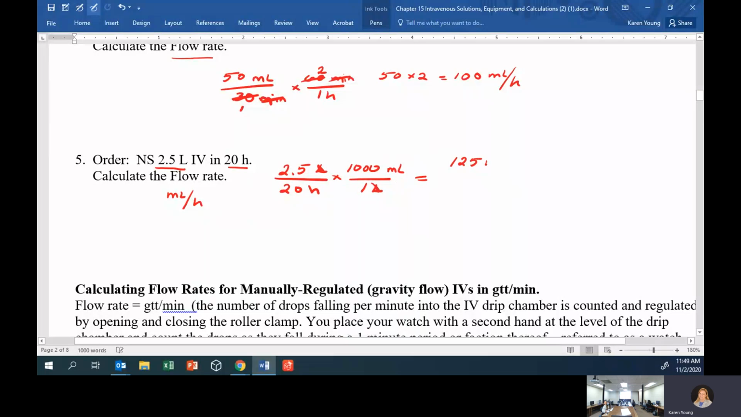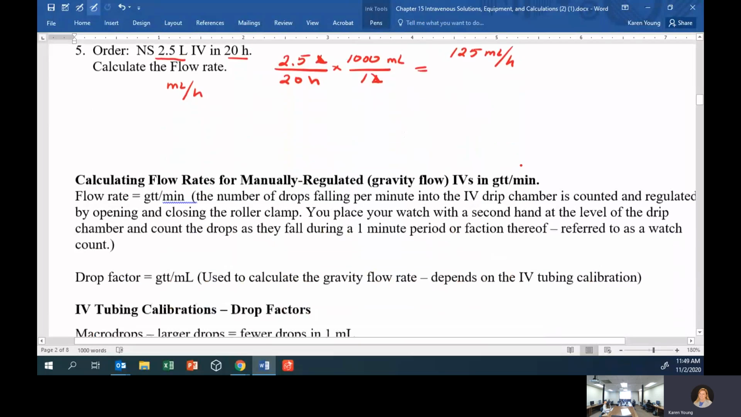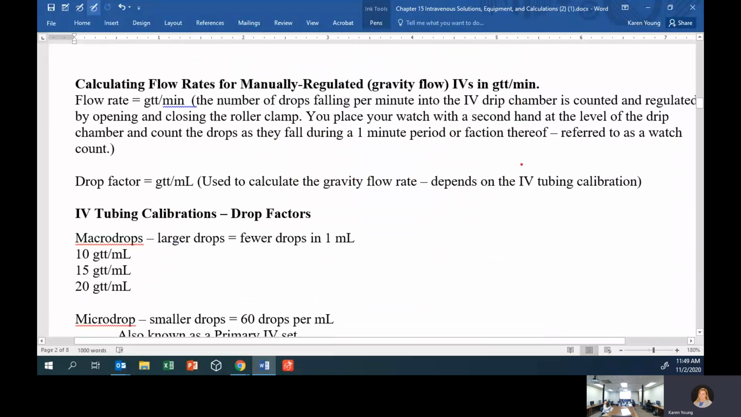Milliliters an hour? 125 milliliters per hour. So flow rate is going to be the easiest thing we do all day. It's the easiest thing we do all of chapter 15. So flow rate, and even the flow rate that we're fixing to do with the gravity flow. So it's calculating flow rate for manually regulated IVs, and these are the gravity flow. Some medications have to be given by gravity flow.